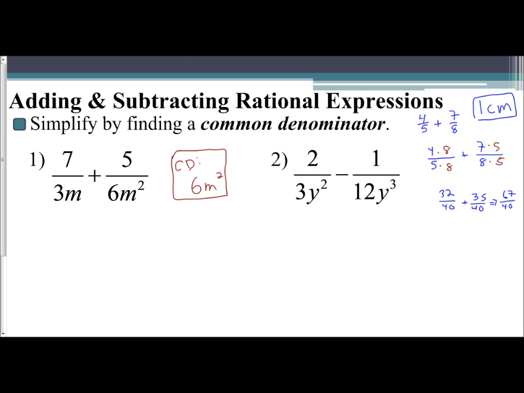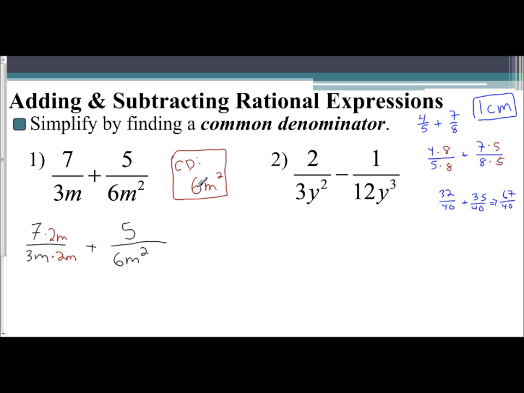You want the denominator to be this. However, right now, it's just 7 over 3m for the first fraction. The second fraction is 5 over 6m squared. So I want my denominator to be this. Right now I have a 3m over here. So what do I need to multiply by to create 6m squared? Well, I need to multiply the 3 by 2 to create the 6. I need to multiply the m by m to create the m squared. And so I multiply the top by the same thing.